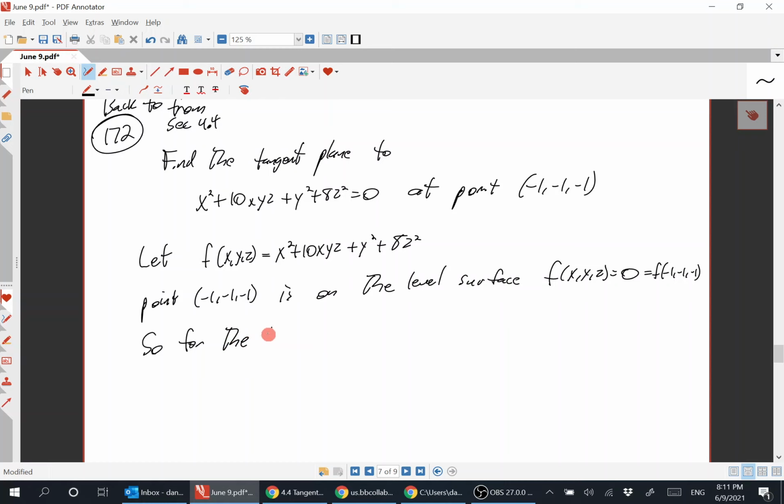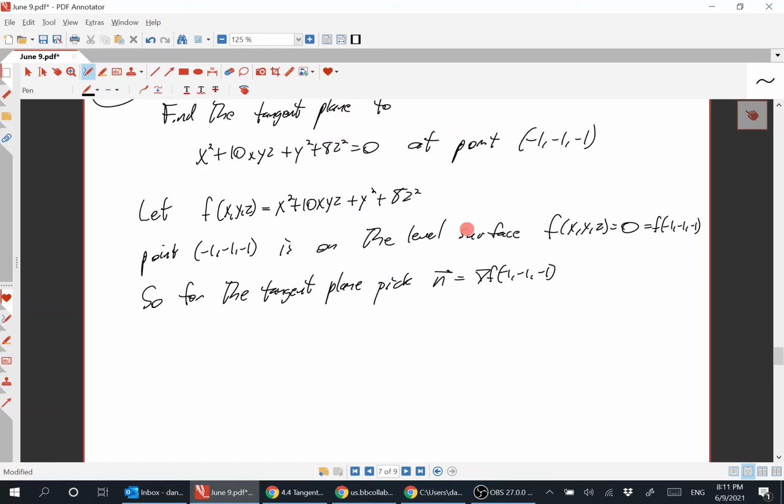The tangent plane: pick the normal vector equal to the gradient of f at -1, -1, -1. Right? So it's no big deal. You can do it, but they gave you the problem before we discussed how to do it. So at that point I couldn't really say to you, well, you just use the gradient, because we hadn't covered that yet.